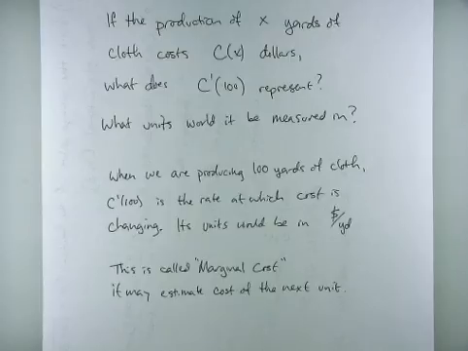So how much did that 100th yard cost? $2. How much would the 101st yard cost if I made it? $2, right? We might use it as an estimate for both. That way we don't have to look at how much it cost to make 99, how much it cost to make 100, how much it cost to make 101. If I have some model that is telling me how much it costs to make 100 and how fast it's changing at 100, then I can use that value for an estimate. All right.